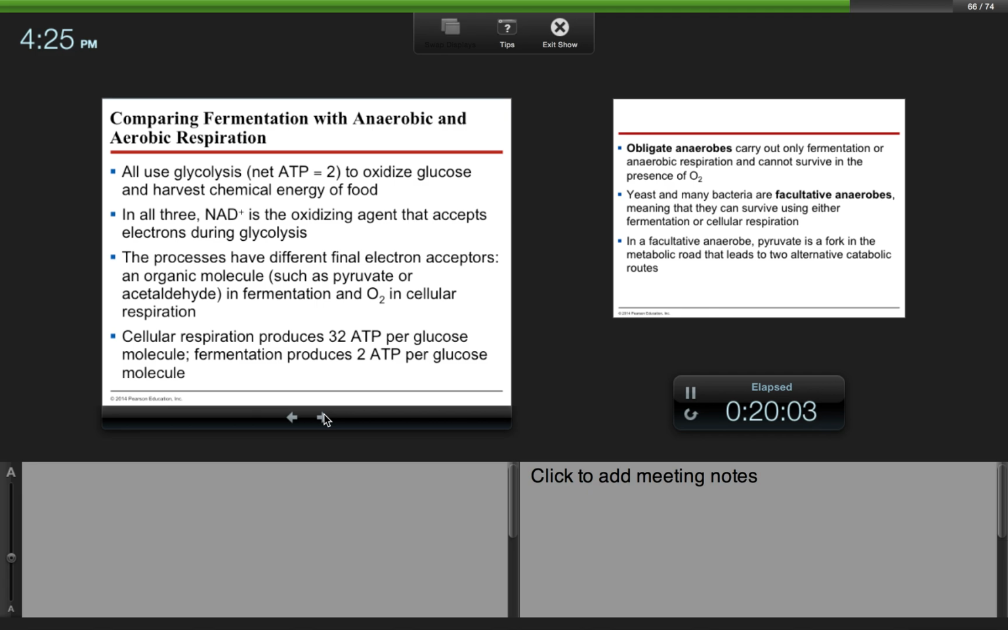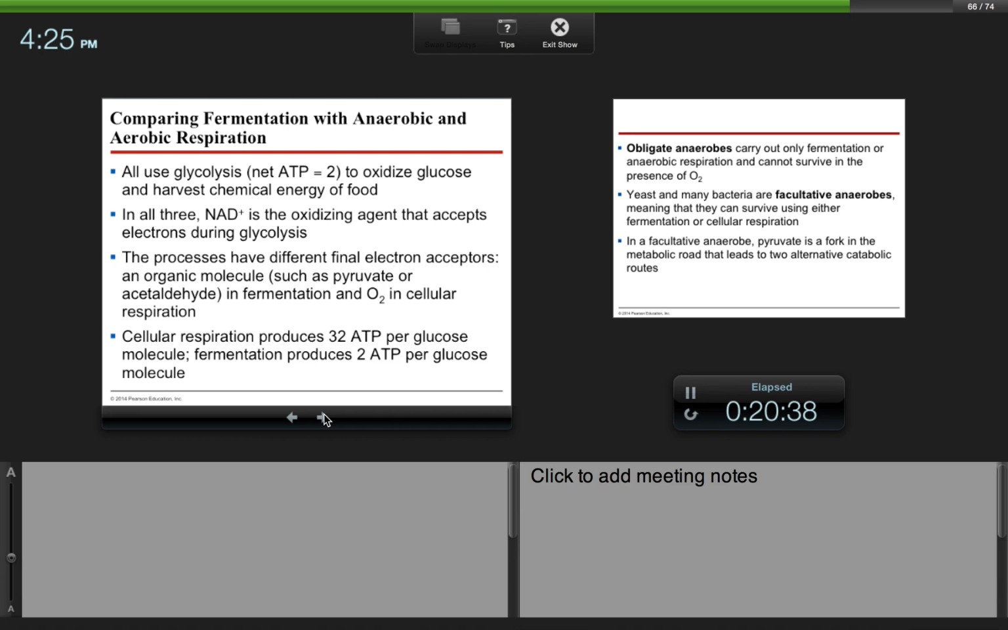Okay, comparing fermentation with anaerobic and aerobic respiration. All use glycolysis to oxidize glucose and harvest chemical energy of food. So it is believed that glycolysis is a very universal process that evolved early in the evolution of organisms. In all three, NAD+ is the oxidizing agent that accepts electrons during glycolysis. The processes have different final electron acceptors: organic molecules such as pyruvate or acetaldehyde in fermentation, and oxygen in cellular respiration. Cellular respiration can produce way more energy than fermentation can.